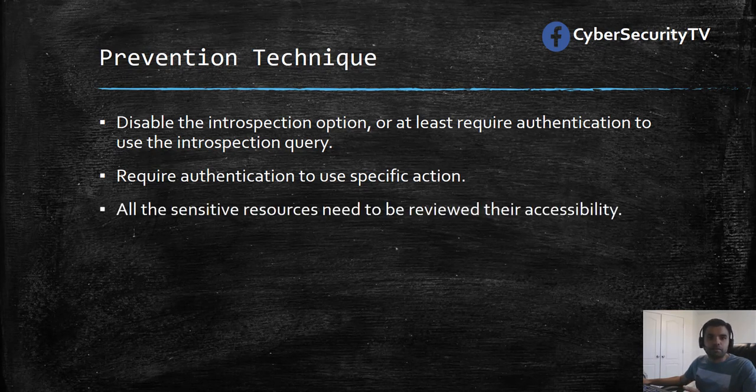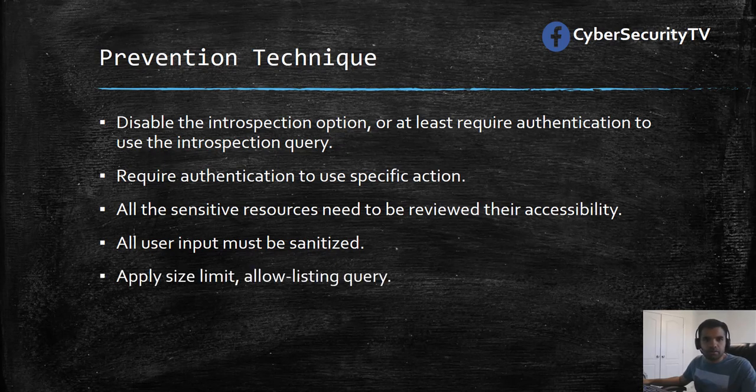All the sensitive resources need to be reviewed for their accessibility. Only allow the resources that you believe the public user should have access to. Otherwise, do not allow it. So you can put all these recommendations in your pentest report whenever you're testing GraphQL. And all user input must be sanitized, of course, similar to SQL and NoSQL injection. Apply size limits and allow-list queries, so make sure no one can do a DoS attack or something like that on your web server. Make sure you have throttling enabled, or that developers have throttling enabled.